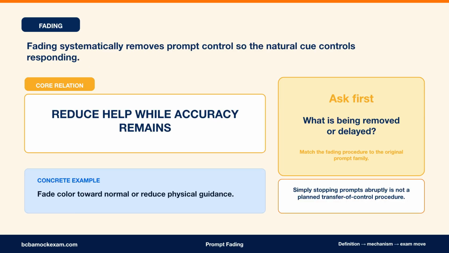Prompt fading is the planned transfer of control from added assistance to the natural antecedent. The help may be reduced in intensity, moved through an assessed hierarchy, or delayed to create an independent opportunity. Abruptly stopping a prompt without a plan is not the same thing. Successful fading preserves accurate responding, while the artificial source of control becomes weaker or less immediate.